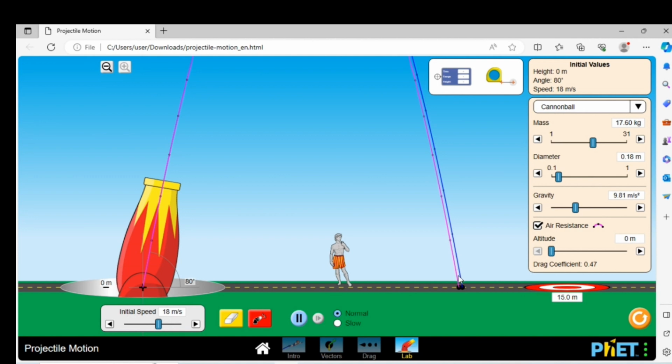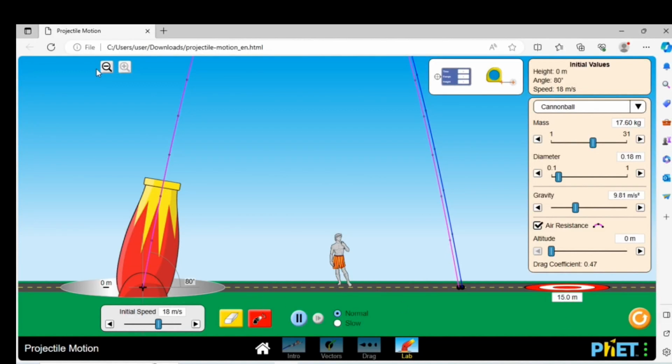Ibig sabihin, if air resistance is present, then you will have a slightly shorter range for a projectile. Kumbaga, mas malayo yung makakating kapag without air resistance. Siyempre, alam niyo naman, air resistance is like friction, di ba? It opposes motion. So, siyempre, kapag mayroong air resistance, mas malapit lang yung makakating niya. Okay? So, that's one variable.